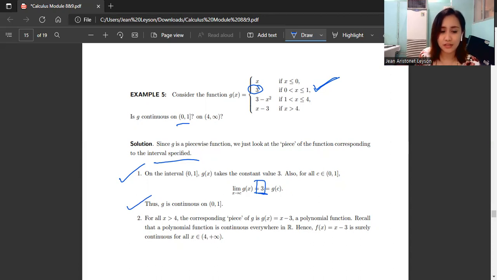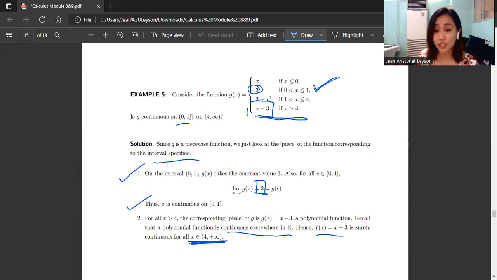Number 2, for all x greater than 4, it should be this one. So the corresponding piece of g is g of x equal to x minus 3, again, this one right here, which is a polynomial function. And recall by the rules that a polynomial function is continuous everywhere in the set of real numbers. So hence, the function is surely continuous at this interval. Remember that rule that a polynomial function is continuous everywhere. It has no restrictions, but make sure that it's under the set of real numbers.